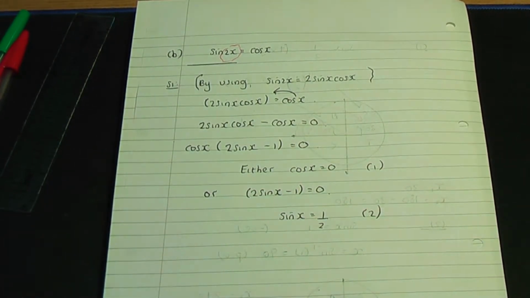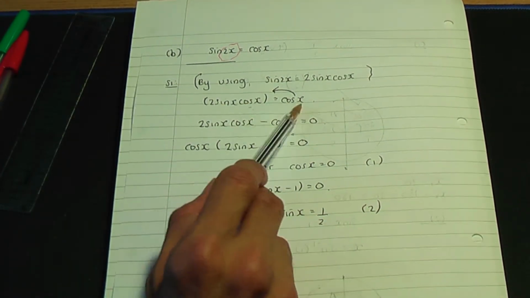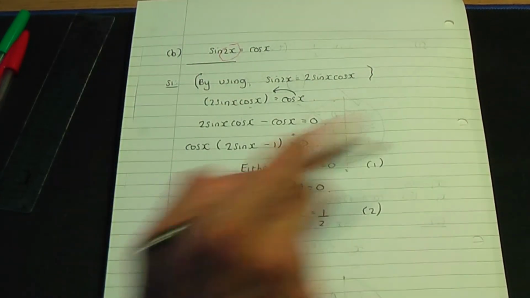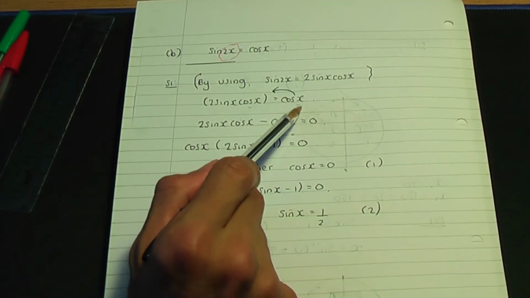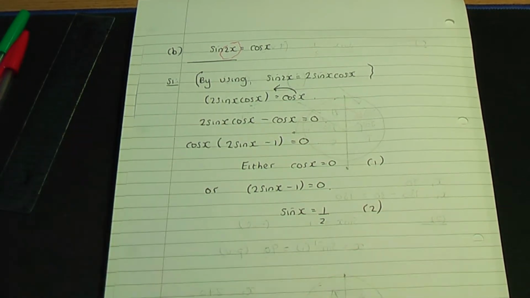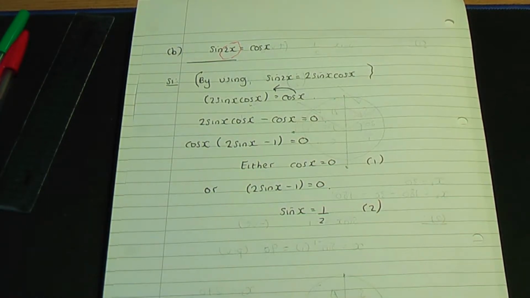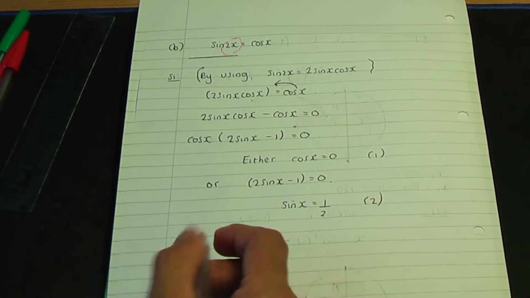Just to repeat, everyone, don't be tempted to cancel by cos x, that's a no-no. Instead, take it to one side and factorise. Never cancel by a variable. Cos x is a variable. You can only cancel by constants. So in this case I have two equations to solve.